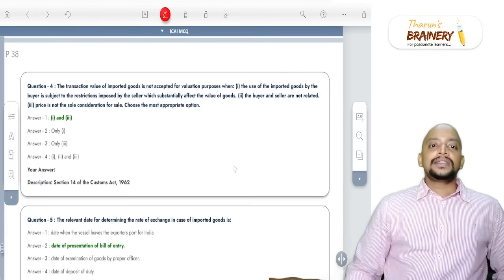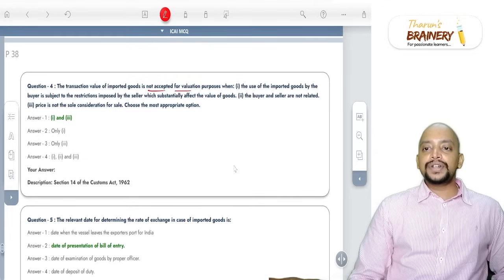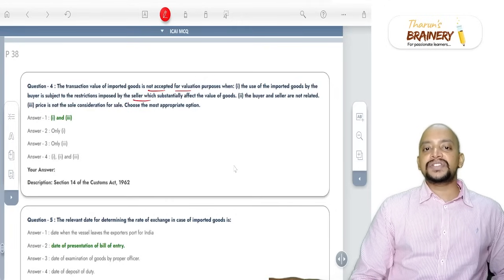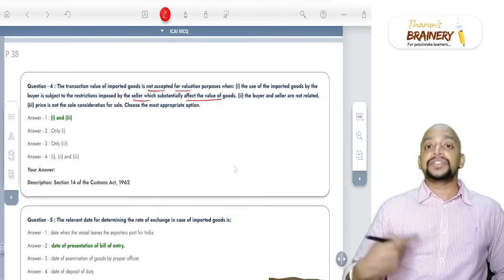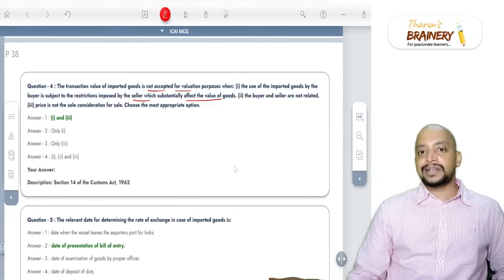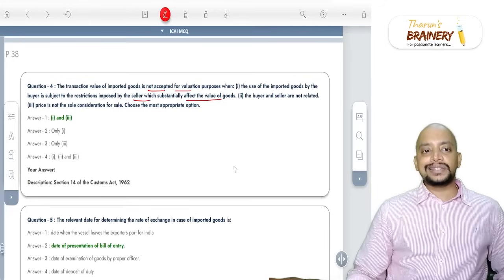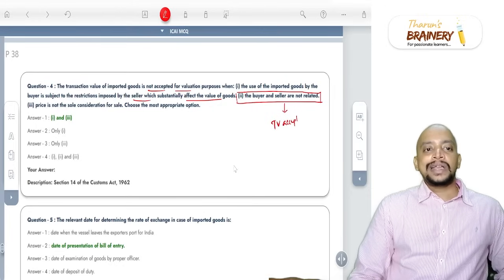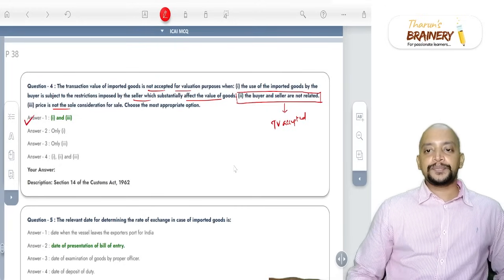The transaction value of imported goods is not accepted for valuation purposes when the use of the imported goods by the buyer is subject to a restriction imposed by the seller, which will substantially affect the value. Yes, if it is a conditional sale or a restricted sale, transaction value will not be taken. If the buyer and seller are not related, transaction value will be taken and accepted. Price is not the sole consideration: transaction value rejected. So 1 and 3.